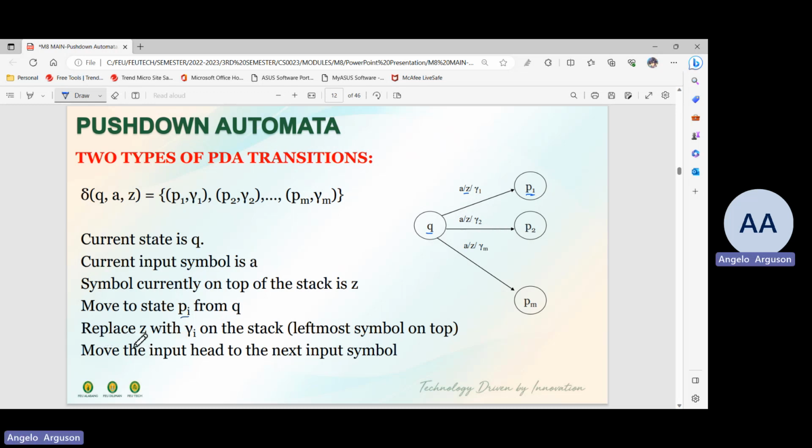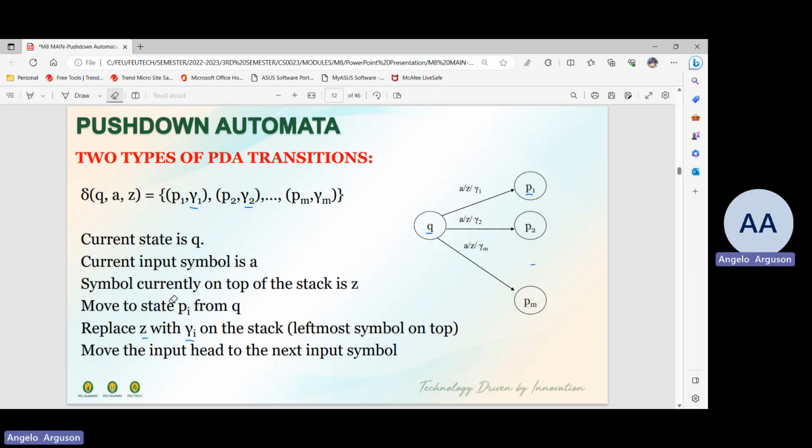Now, it is said here that we have to replace Z with Y sub I, which represents the symbol that you are about to push onto the stack. So here, we write the Y sub 1 or Y sub I. For now, it's Y sub 1 because we are just following whatever is being given here as our representation of the symbol. The same can be said of the other states if you have to move to P2, P3, and so on and so forth. We move the input head to the next input symbol. So that is the first type of transition.